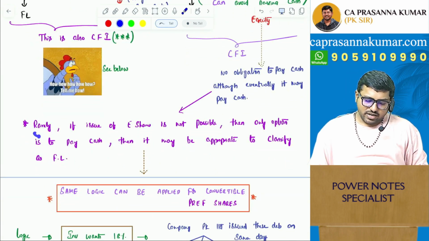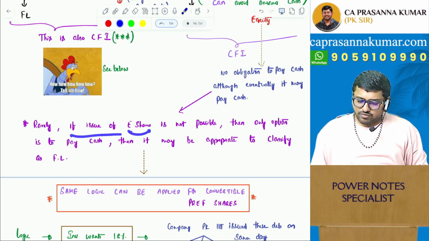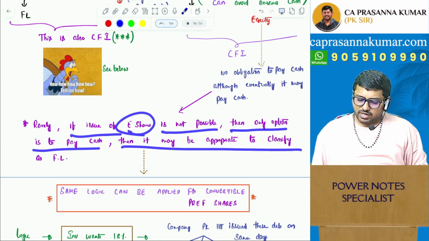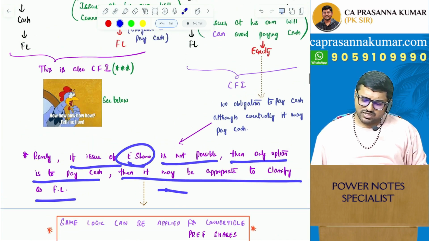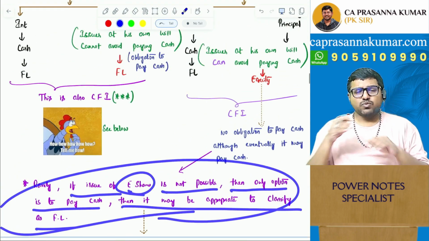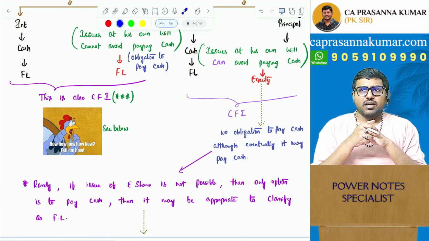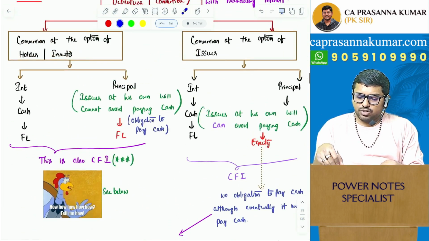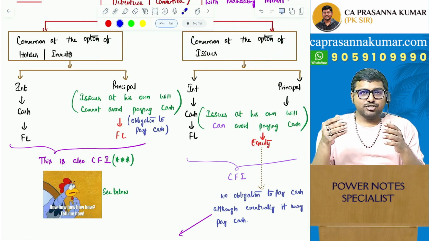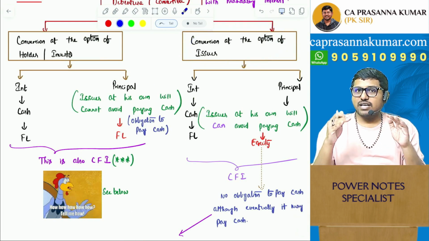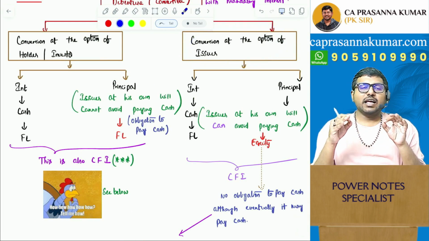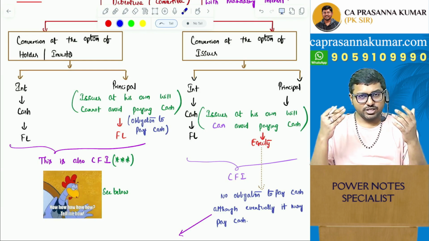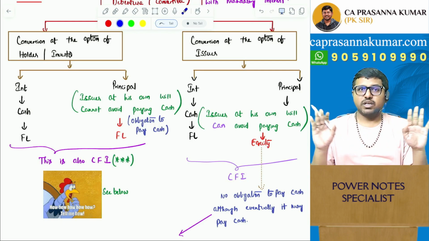You understand the point? Rarely that will happen. If the issue of equity shares is not possible, then the only option is to pay cash. Then it may be appropriate to classify it as a financial liability. This is a very rare scenario, Nana. Which means what I'm trying to say is that in 99% of the cases, when the option to convert your debentures into equity shares is in the hands of the company, in 99.9% of the cases, the company will convert that into equity shares only. It will not go for a cash obligation.